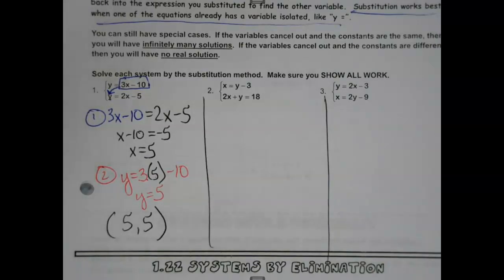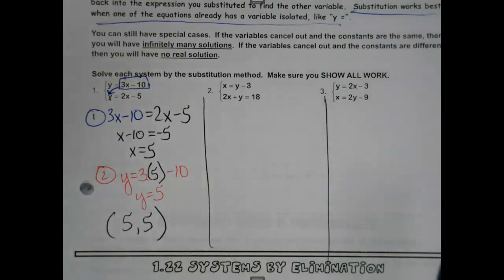Make my coordinate. If you're not sure, maybe sometime you get a fraction or something like that. If you do, you can always substitute them in. 5 equals, let's see, 15 minus 10. Yes. 5 equals 10 minus 5. Yes, okay, that worked. So that's how these are going to work.